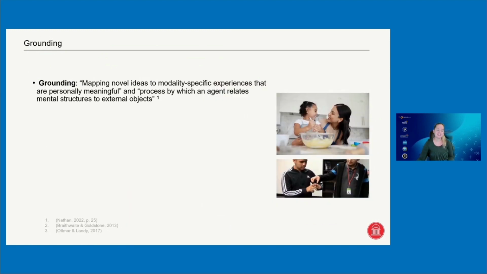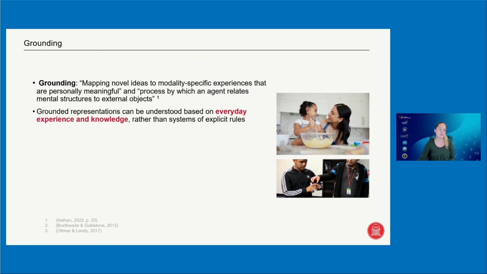My presentation is going to be about grounding. Grounding means mapping novel ideas to modality-specific experiences that are personally meaningful. It is the process by which an agent relates mental structures to external objects. Grounded representations can be understood based on everyday experience and knowledge rather than systems of explicit rules. So when we ground something, we make it more understandable.